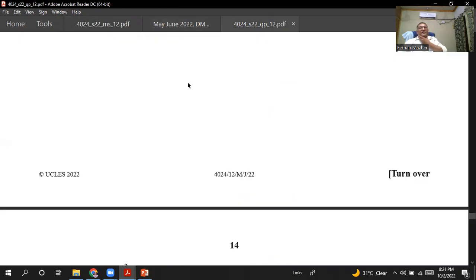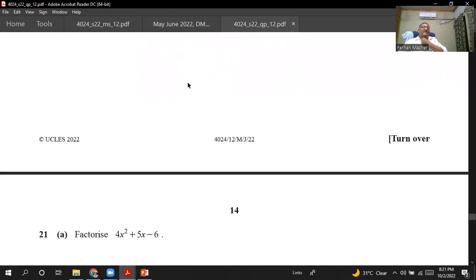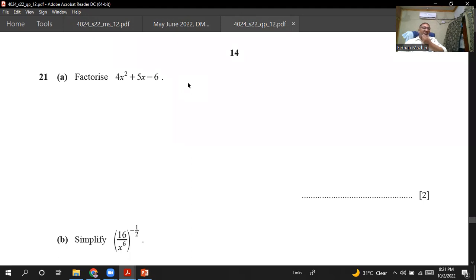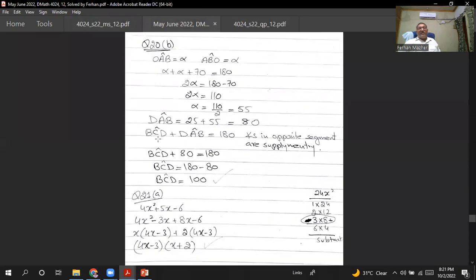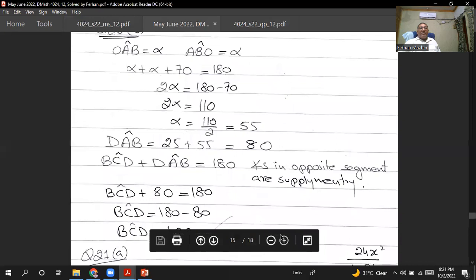Okay, so we are going to the next question. The next question is 21. He says factorize 4x squared plus 5x minus 6. So if you want to factorize it, you will multiply these two extreme terms and you will try the midterm breaking.